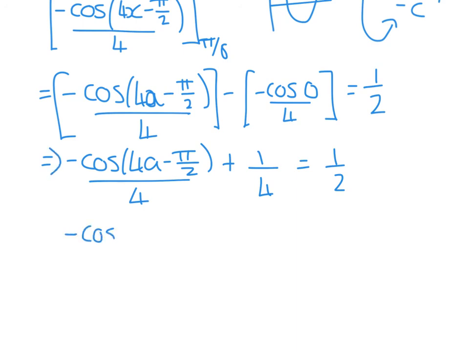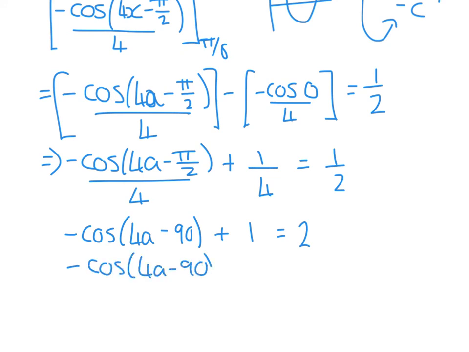negative cos of my bracket. I'm going to change that to 90 just now. Cancels with 4. 1/4 times 4 is 1. And then 1/2 times 4 equals 2. So I've now just got a wee trig equation. What I'm going to do is I'm going to move that 1 over. So cos of 4a minus 90 equals 1, if I take that negative over actually, I am solving my cos graph equal to -1.